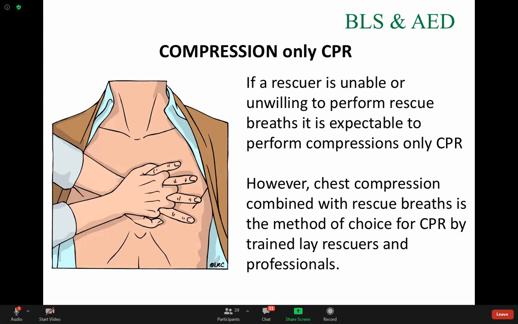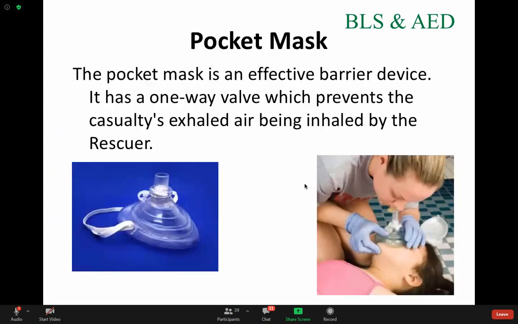Professionals, they're talking about healthcare professionals. We're doing it in the hospital, and we're doing it using a bag valve mask to give the rescue breaths. The bag valve mask is an effective barrier device that has a one-way valve, which prevents the casualty's exhaled air from being inhaled by the rescuer. Again, this does not apply to the COVID pandemic. We used it before the COVID pandemic.